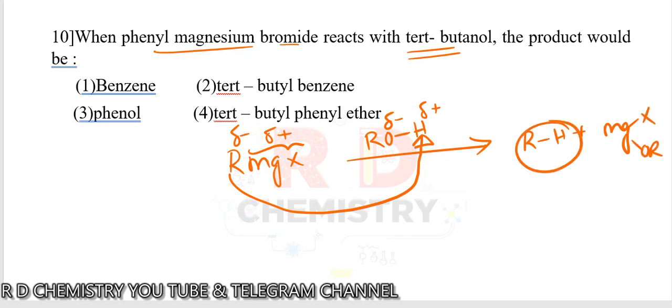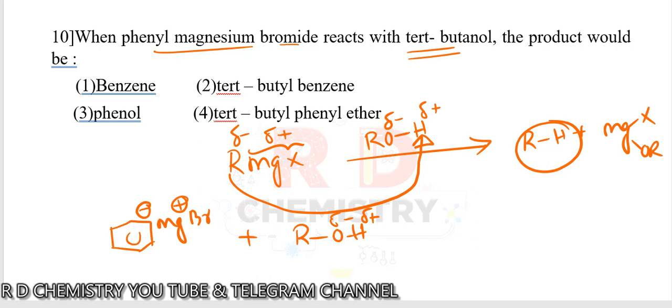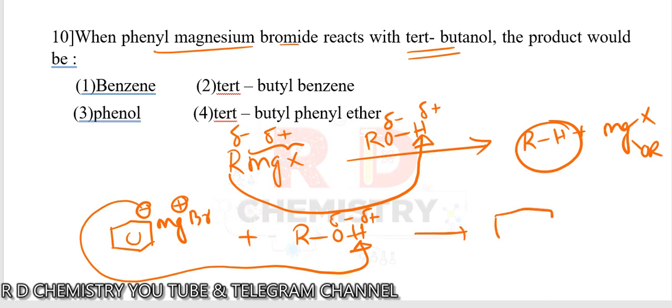Now phenyl magnesium bromide reacts with the alcohol, tertiary-butyl alcohol. Let me write ROH, tertiary-butyl alcohol. So the acidic hydrogen is there, delta plus and delta minus. Therefore, the phenyl negative charge can take up the acidic H plus. So it actually gives the benzene ring back. So the answer is option number one.